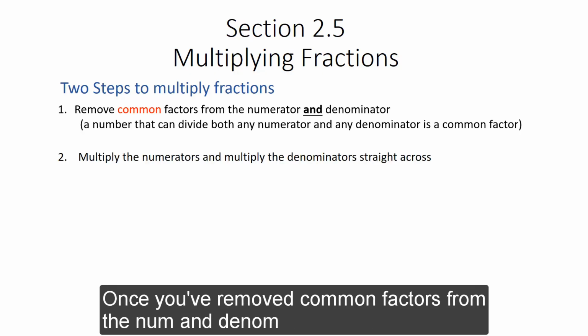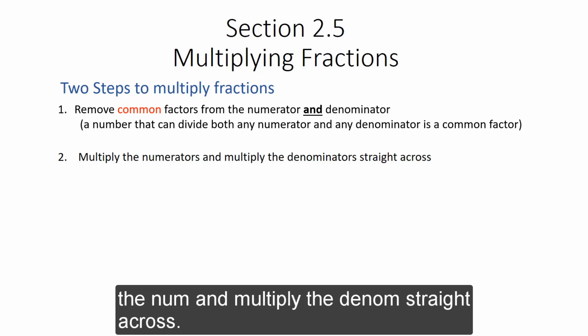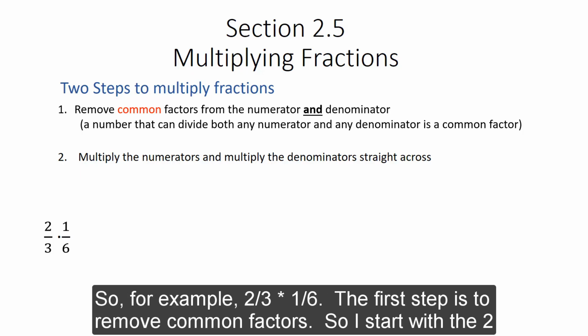Once you've removed common factors from the numerators and denominators of the fractions being multiplied, you then can multiply the numerators and multiply the denominators straight across. So for example, 2/3 times 1/6. The first step is to remove common factors.